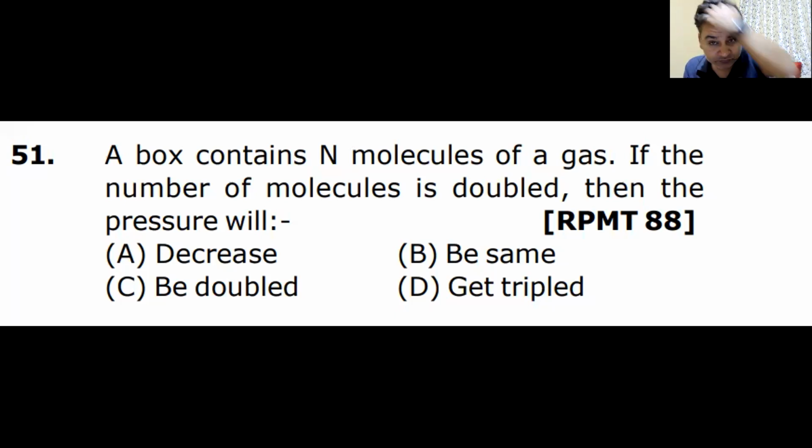Same. Decrease, double, triple. What is the answer, bacha? Answer is 3, which is it will be doubled. Yes, PV is equal to NkT. Make the number of molecules twice, pressure becomes twice. Do we understand this? Yes or no?